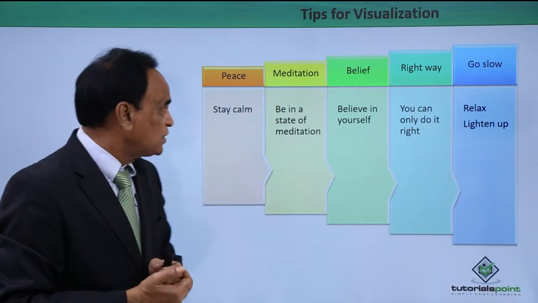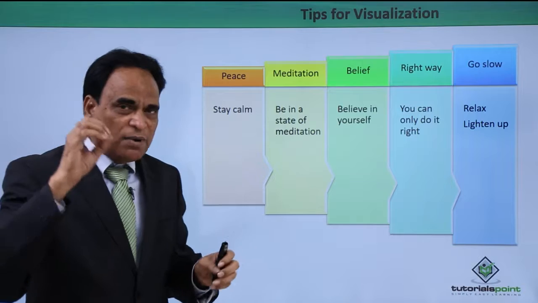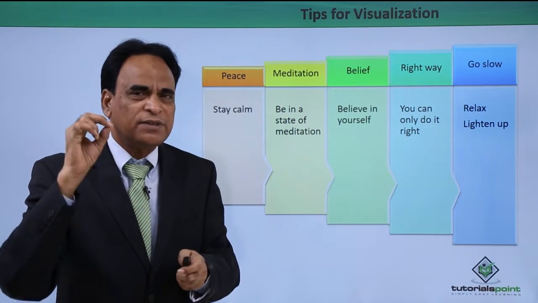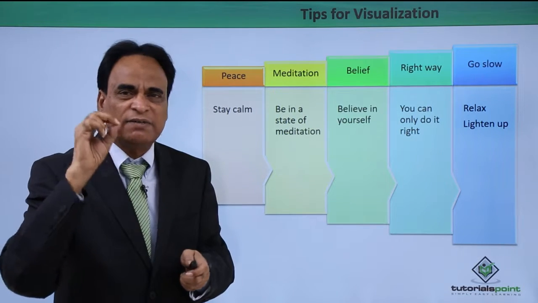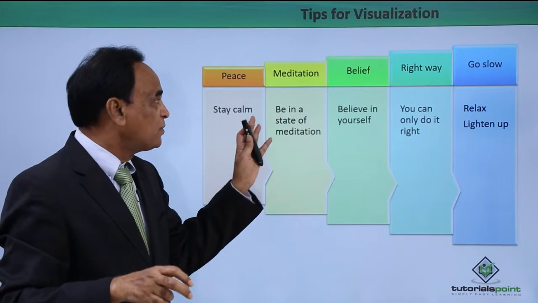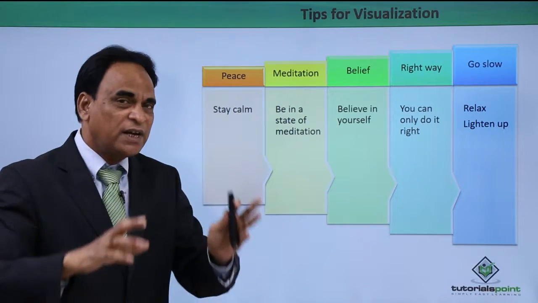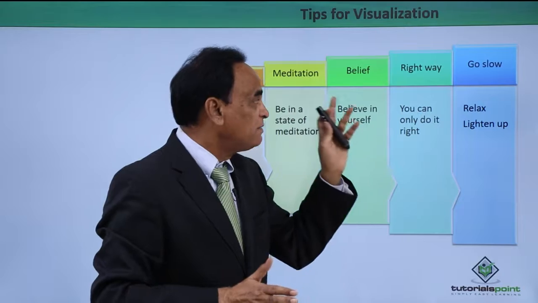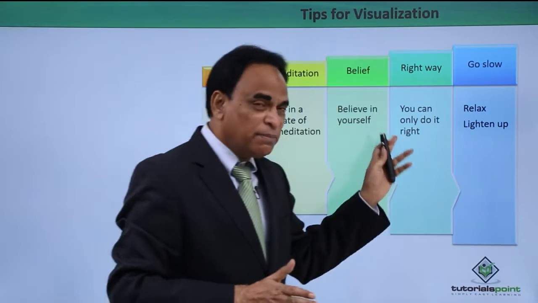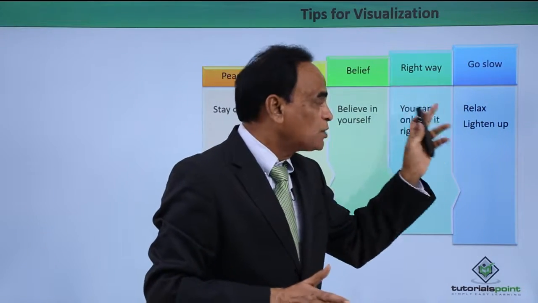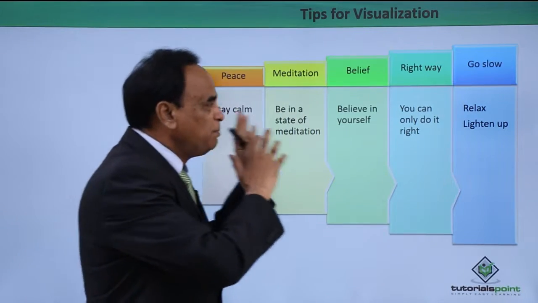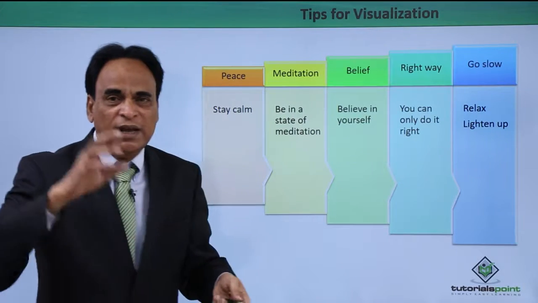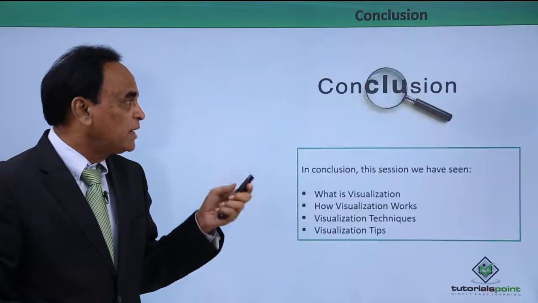Tips for visualization. Stay calm all the time. If you get agitated, if you get frustrated, if things are not happening, it doesn't mean that it will not happen. You have to stay focused, be in a state of meditation, completely focused on your goal and objectives. Believe in yourself. Go slow and lighten up. These are very, very simple techniques that you can use and implement in your visualization to make things happen for you.